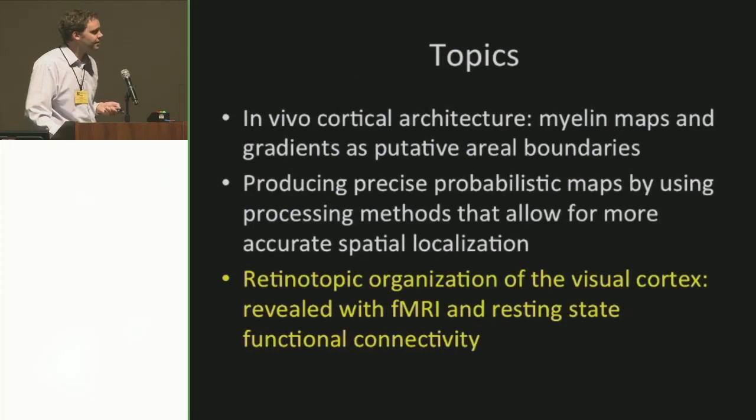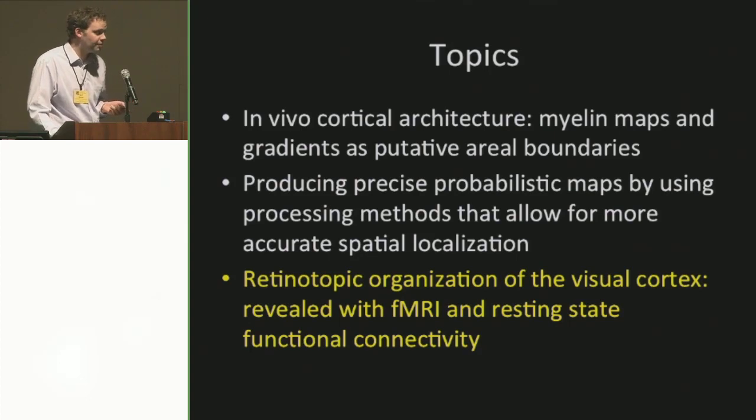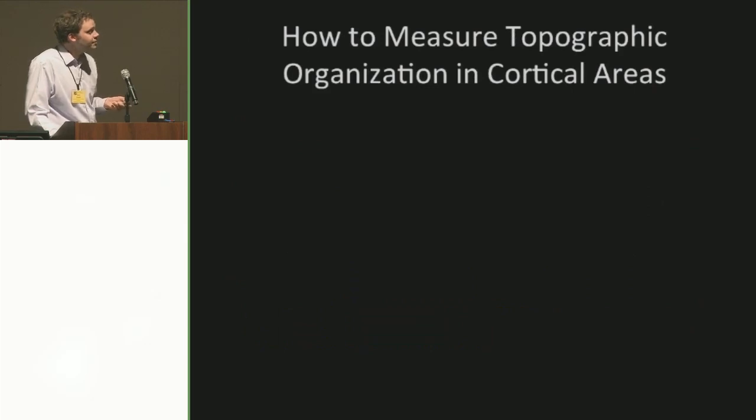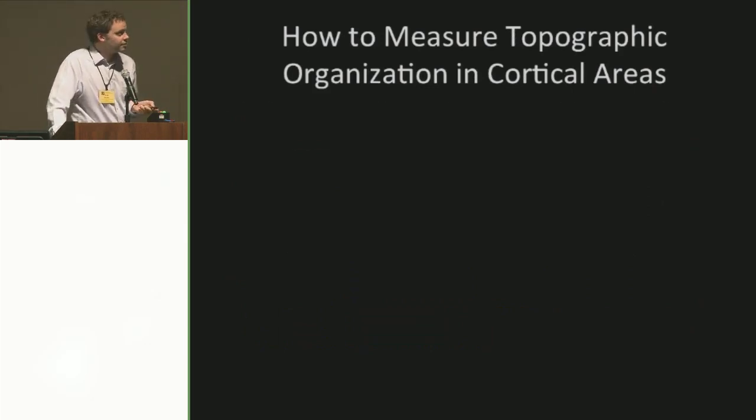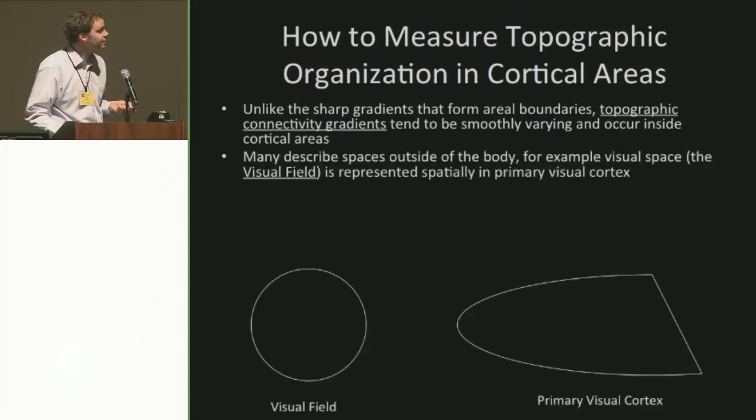So now the last topic, retinotopic organization of the visual cortex, and we'll talk a little bit about both task fMRI, retinotopic tasks, and resting state functional connectivity. So how do we measure topographic organization in cortical areas? Unlike the sharp gradients that I was showing you in the myelin that form areal boundaries, topographic connectivity gradients tend to be smoothly varying and occur inside cortical areas.